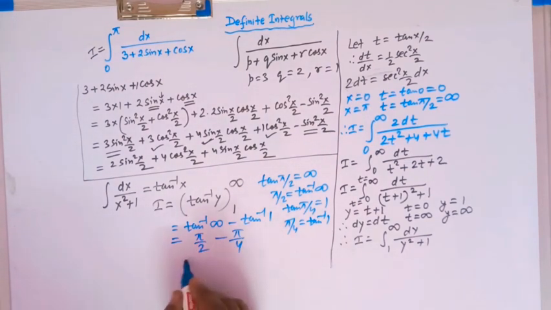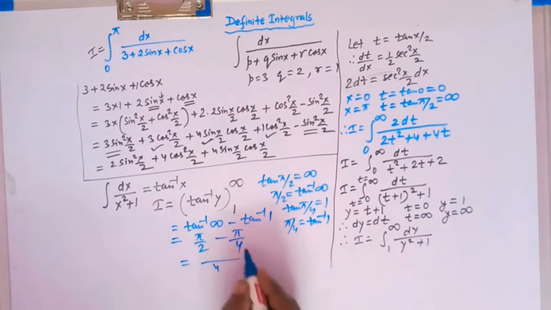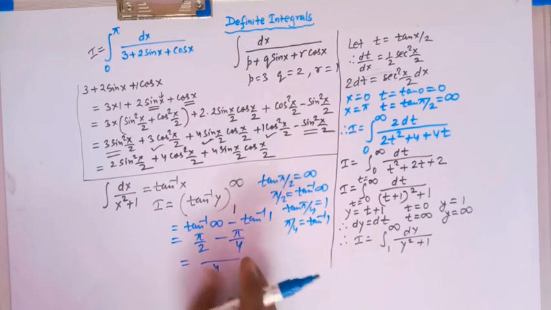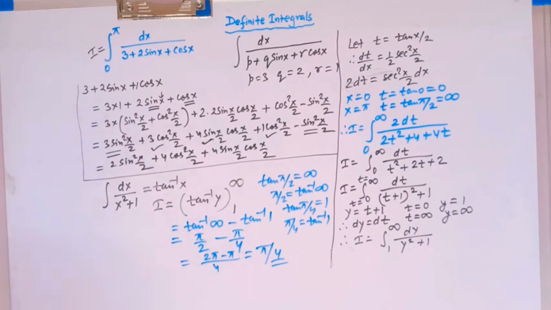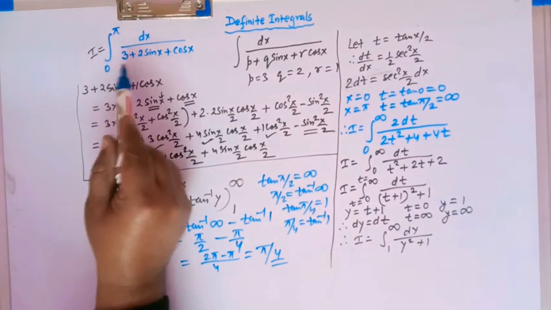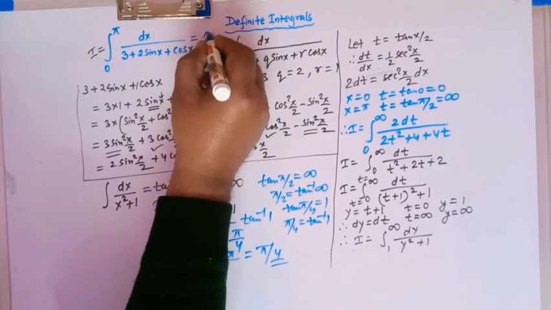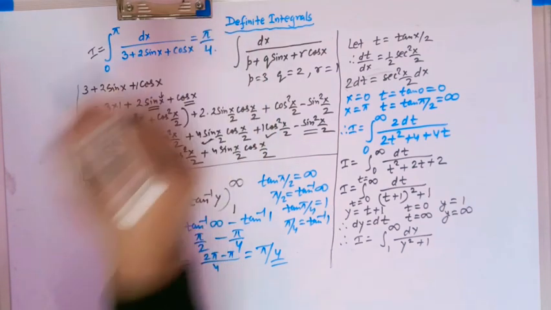Now pi by 2 minus pi over 4, the difference is pi over 4, right? So viewers, this is how we solve this problem, and the value of this integral is pi over 4, right?